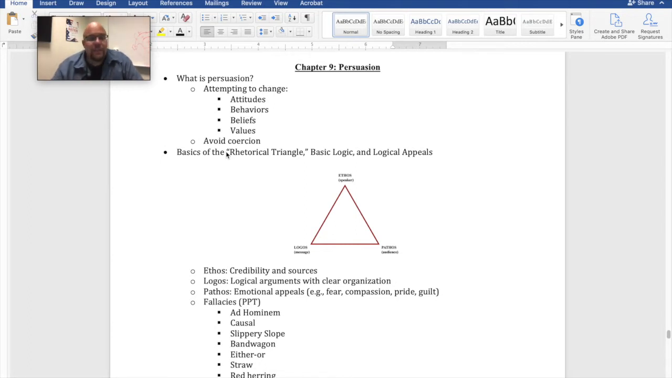Now, the next stop on that triangle is logos, which, as you can see, is where we get the word logical. And with a persuasive argument, having a clear, logical argument is vital. Some people want to make a very flashy, flamboyant presentation where they say many things that sound great, but the substance is not very strong. Logos tells us no, you need good substance that's clearly organized.